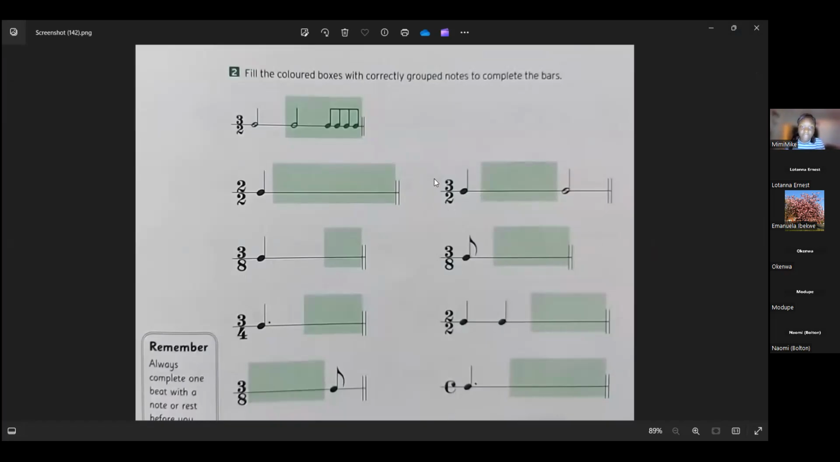So this is another exercise. You can take a screenshot of this as your assignment, write it out and send it to me. It says fill the colored boxes with correctly grouped notes to complete the bar. So just complete the bar, even if it's not grouped properly. We'll have another class on grouping these notes. So take a screenshot of this and we'll use that as an assignment.